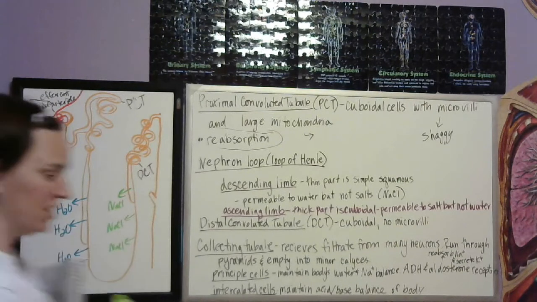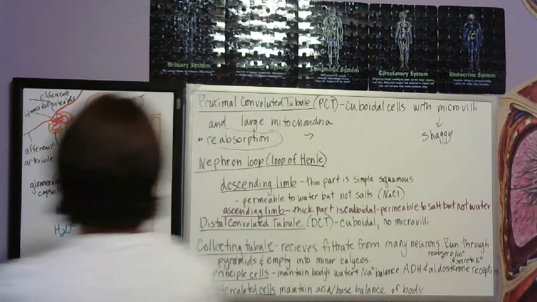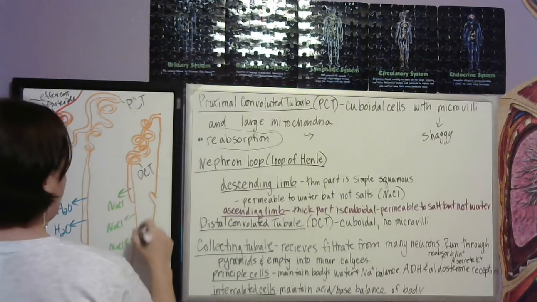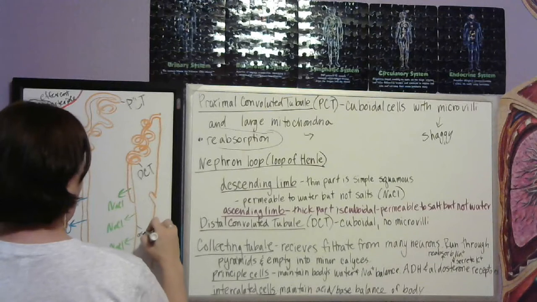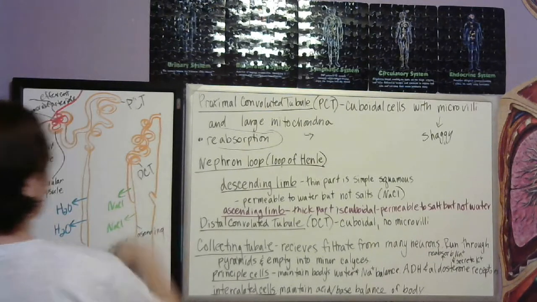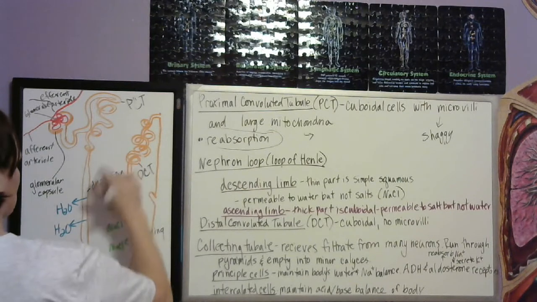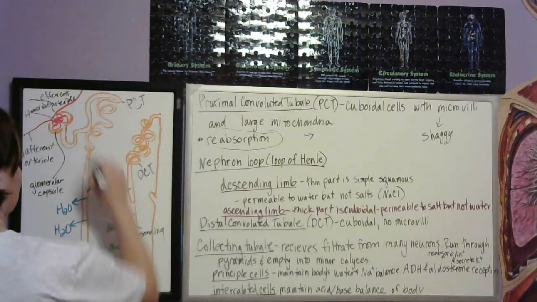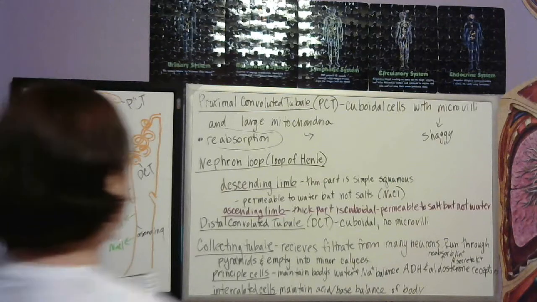But not water. So the whole thing is the nephron loop. This is the ascending, because the filtrate is coming back up, and this is the descending, because of the direction of the filtrate. Descending and ascending, the whole thing is the loop.